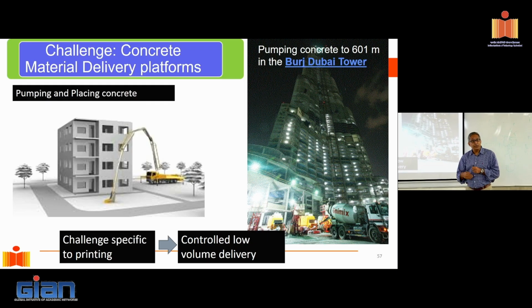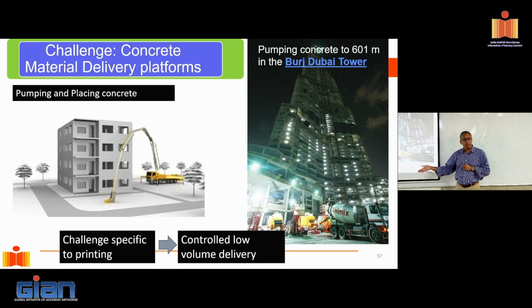And so we had to take a few steps back. It's not that we didn't have concrete pumps. We have pumps that can pump concrete to a height of half a kilometer in the sky. But that precision control is what made us take a few steps back. Okay, and that's where we're getting stuck.